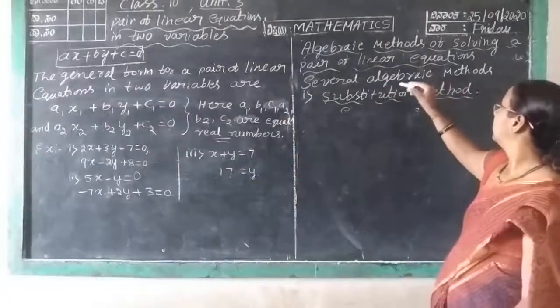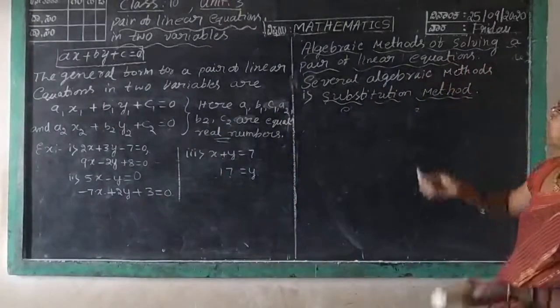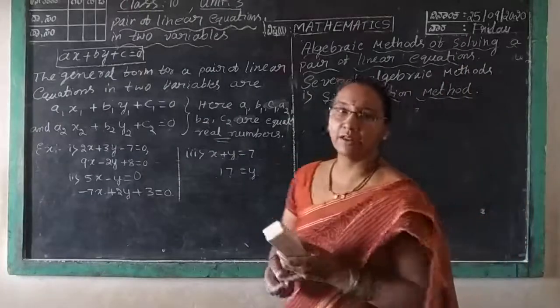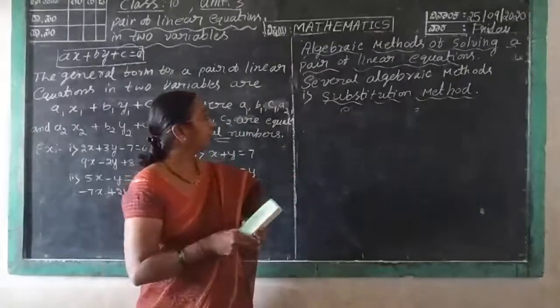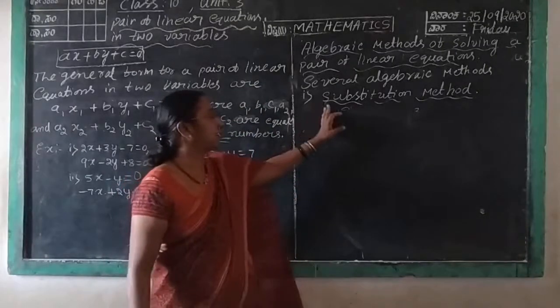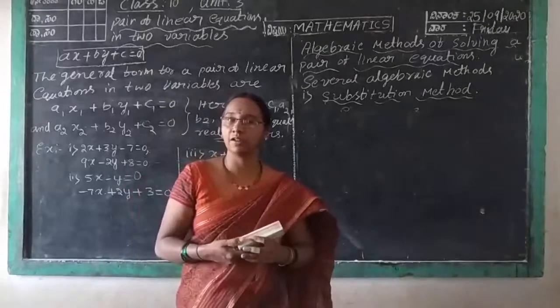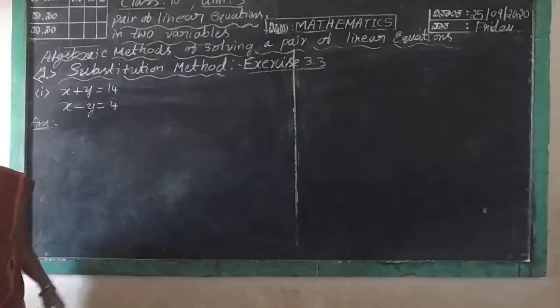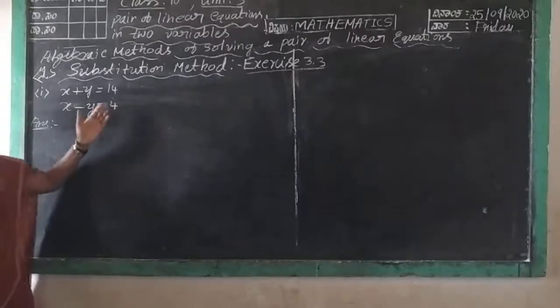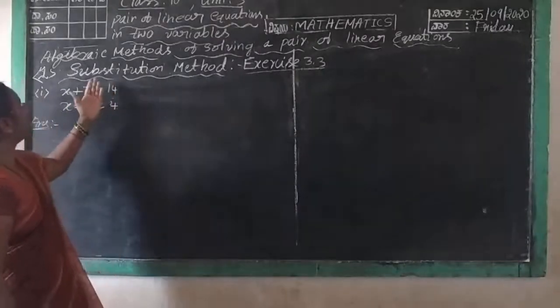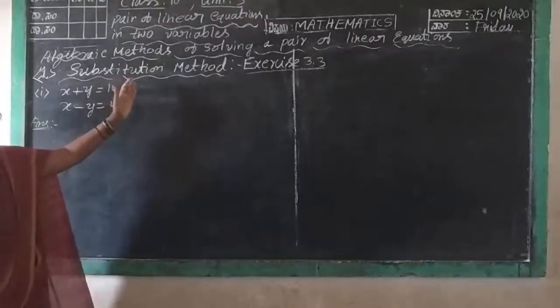We have already discussed the algebraic methods of solving a pair of linear equations. There are several methods for the solution. First, we will study the substitution method for linear equations in two variables. We solve exercise 3.3 using the substitution method.